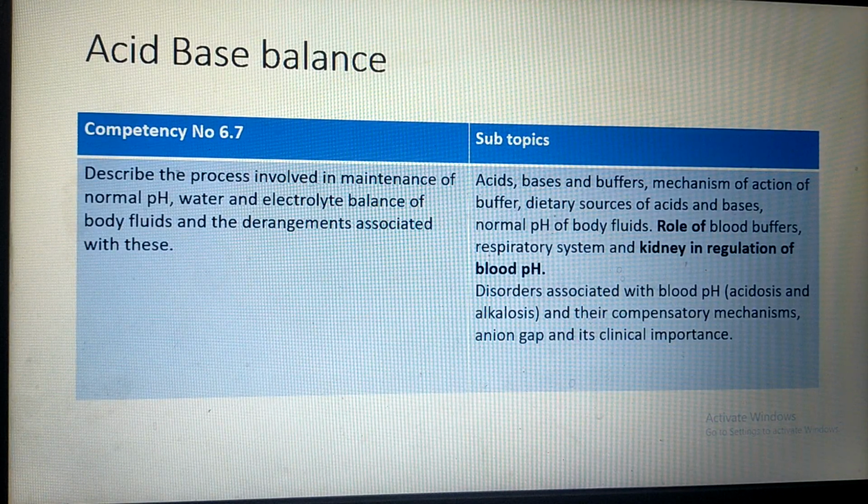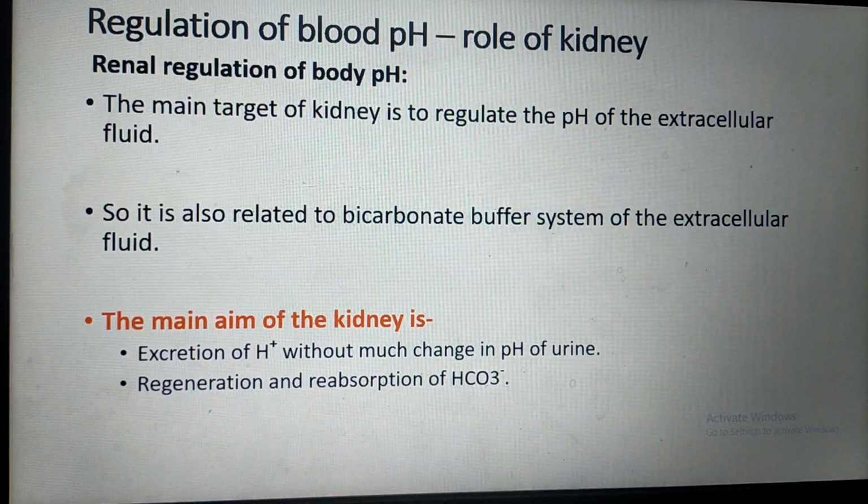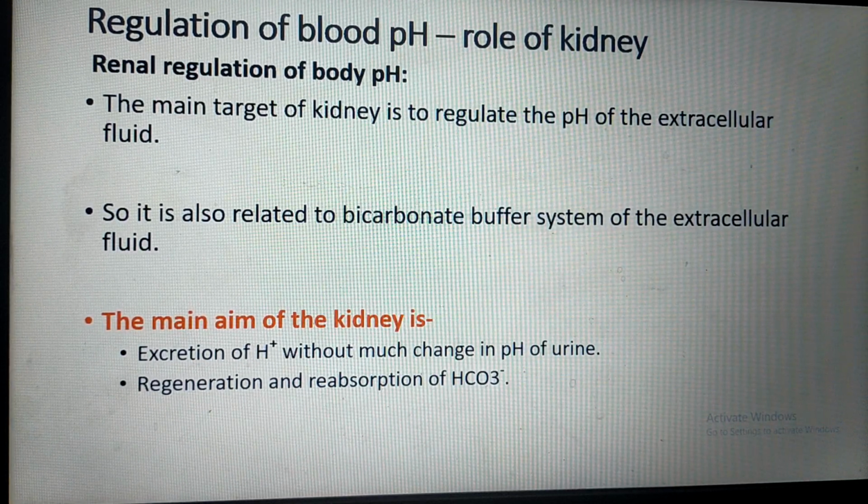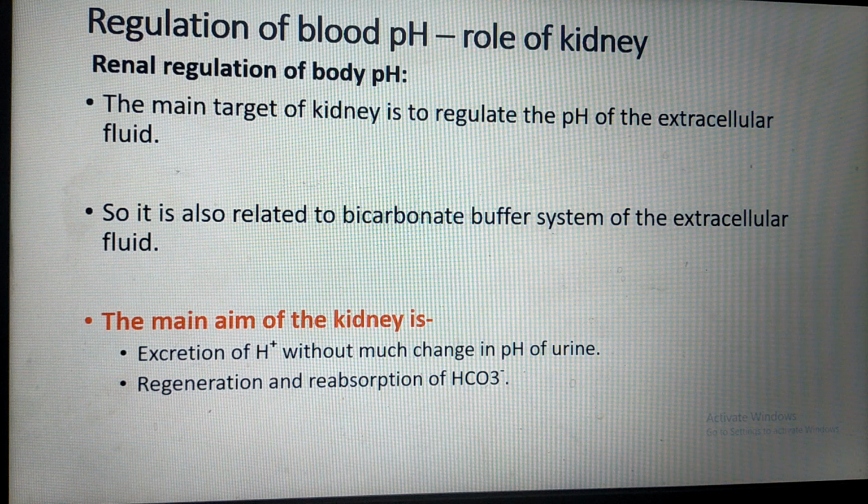And last and important is the role of the kidney in regulation of blood pH. This is very important. The main target of the kidney is to regulate the pH of extracellular fluid, so it is also related to the bicarbonate buffer system of the extracellular fluid. The main aim of the kidney is excretion of H plus ion in the urine without much change in the pH of the urine.